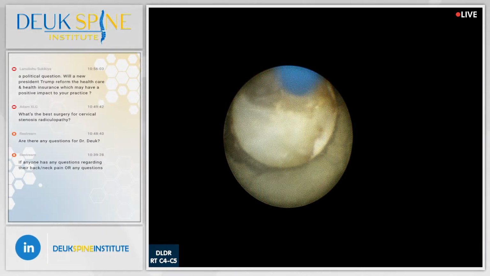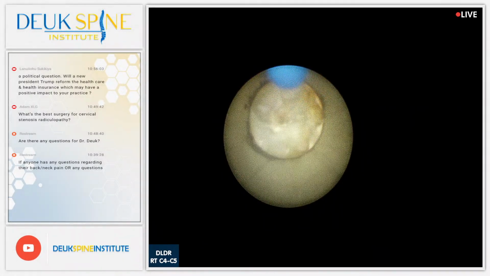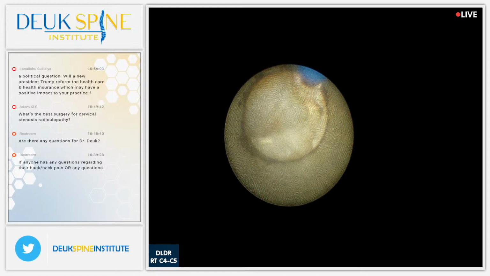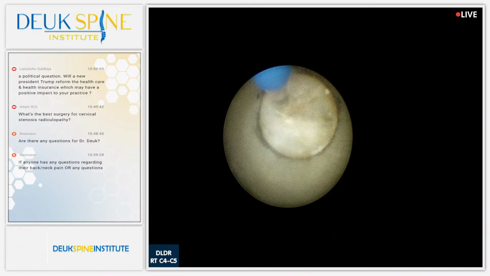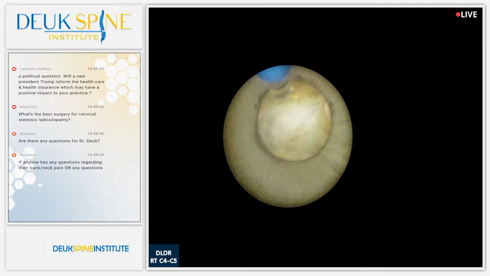And by the way, we never get 100% of a herniation. That's something everybody needs to understand. There's no surgeon on earth that can remove all the herniation, not even close. We are happy if we get 60% and we get the pressure off the nerves typically. And that's what I've done.